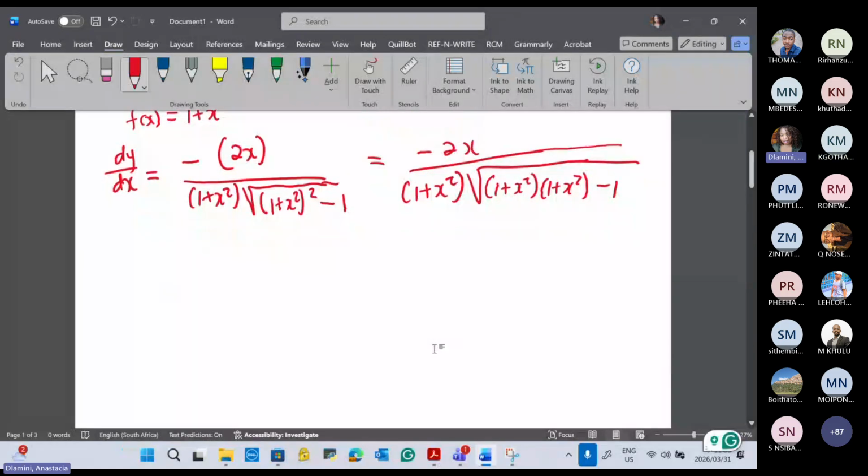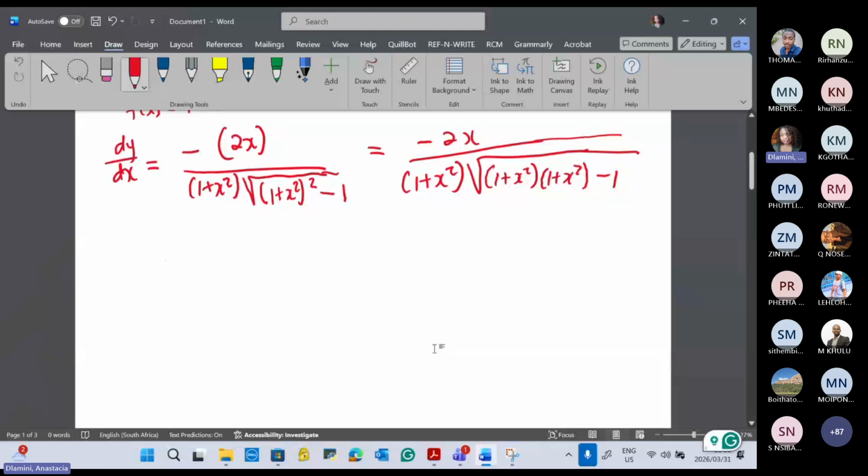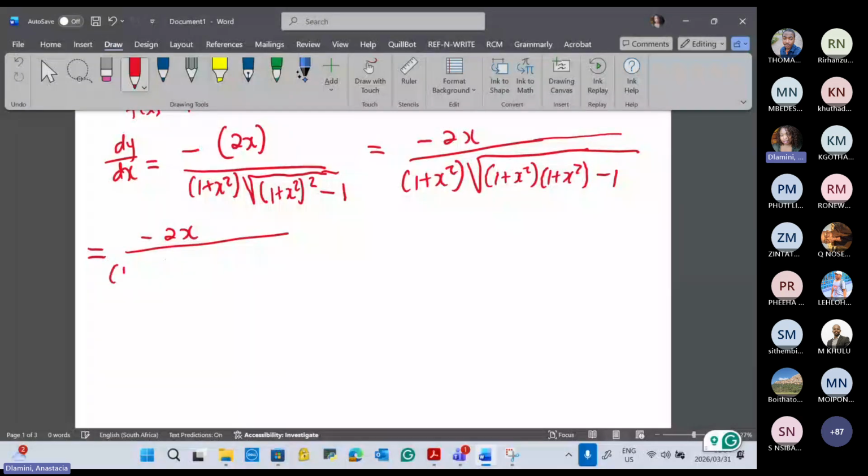So do you see that you can open brackets or you can use the way I showed you? So then this becomes minus 2x over the square root of 1 plus 2x squared plus x to the power 4 minus 1.